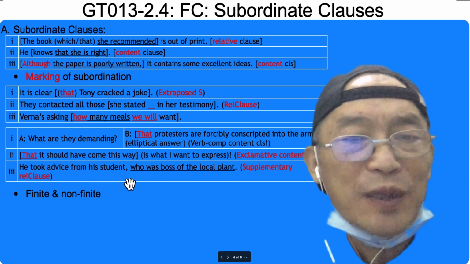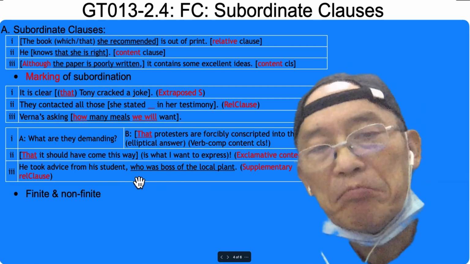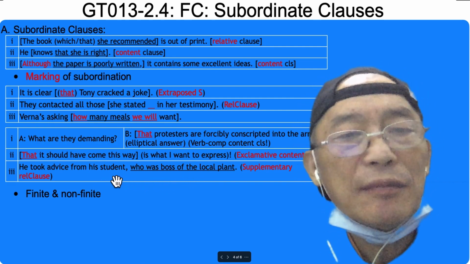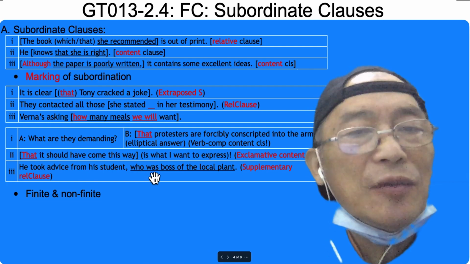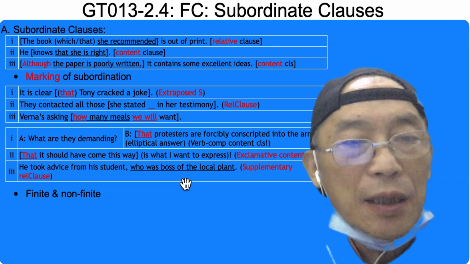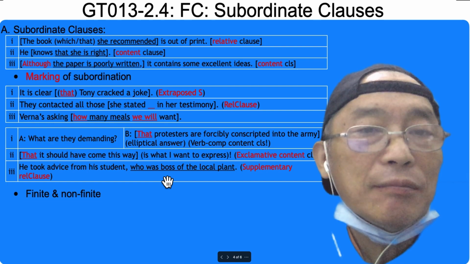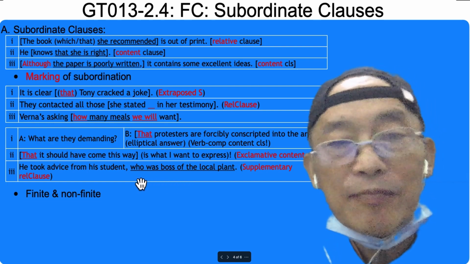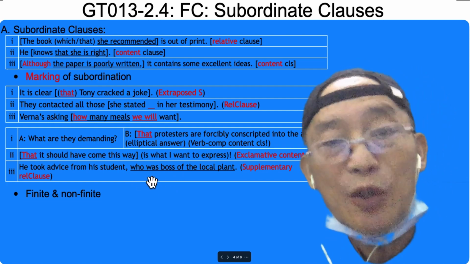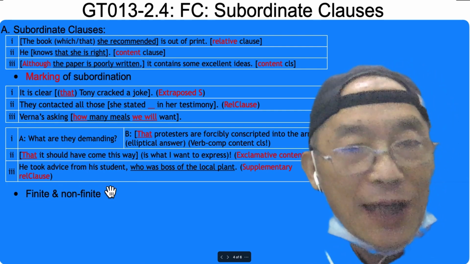He took advice from a student who was boss of the local plant. Okay. Content clause for this noun. And it's downgraded to become a supplementary adjunct. Sorry, it's a relative clause. Downgraded. Since the relative pronoun is acting as a subject, we cannot omit it. It must be there. Relative clause, yes.